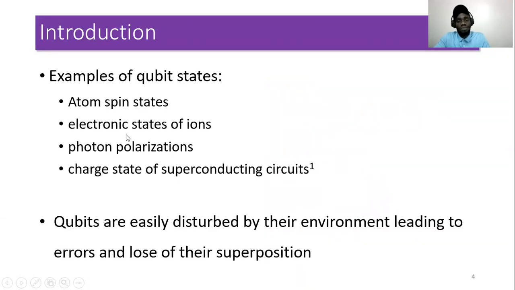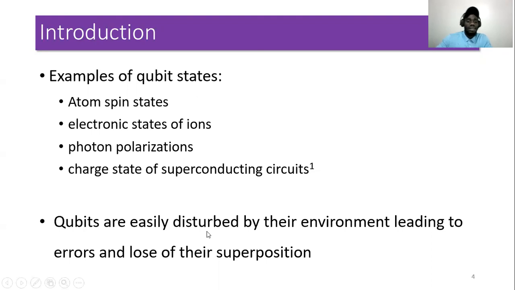Physical examples of qubit states are atomic spin state, electronic state of ions, the polarization of photons, and the charged state of superconducting circuits. It is important to note that each of these systems is a two-level system. For example, the spin states of an atom are spin up and spin down. A spin up could represent the state 0 of a qubit, while a spin down could represent the state 1 of a qubit.